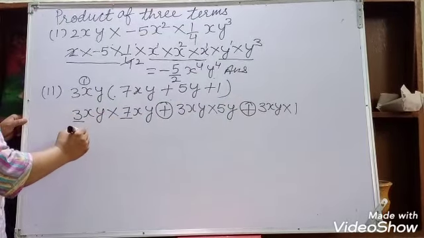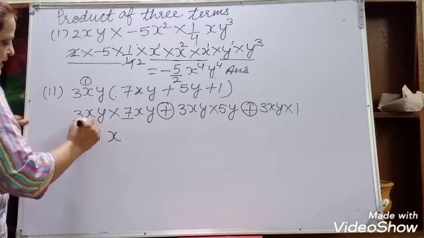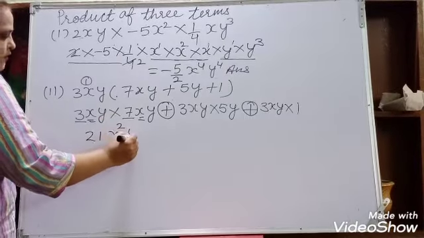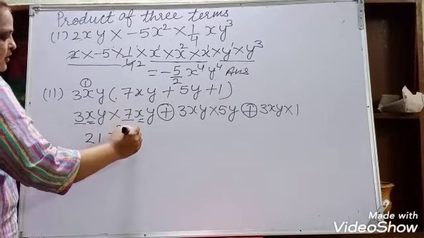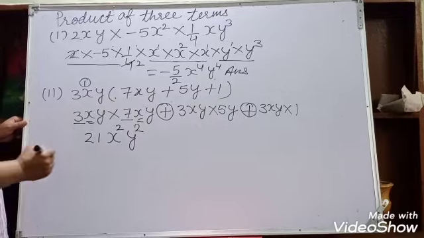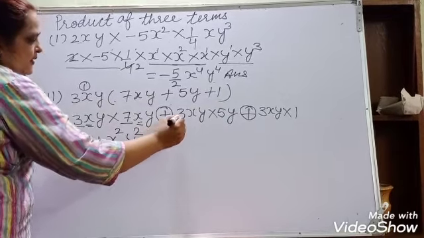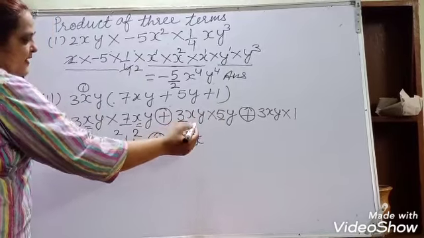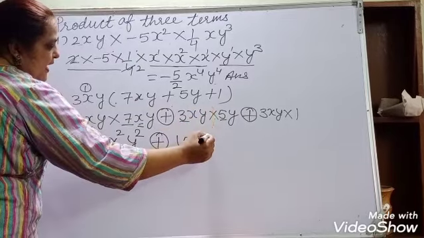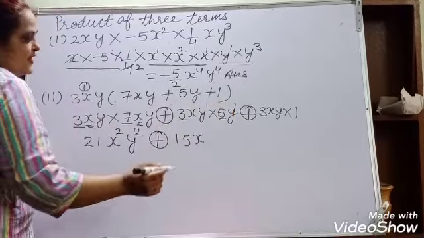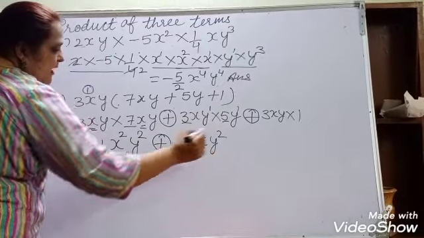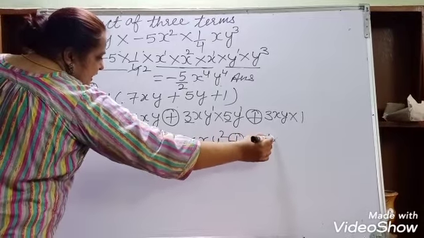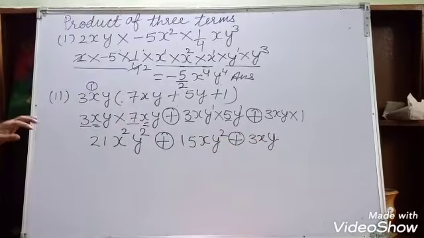Now 3 into 7, it is 21. x into x, x raised to power 2. y into y, again using laws of exponent, it will become y square. Plus 3 into 5, that is 15. Since there is no other x, we will write x as it is. y into y, y raised to power 1 into y raised to power 1. Using laws of exponent, it will become y raised to power 2. Plus 3xy into 1, it is equal to 3xy. So this is our required answer.